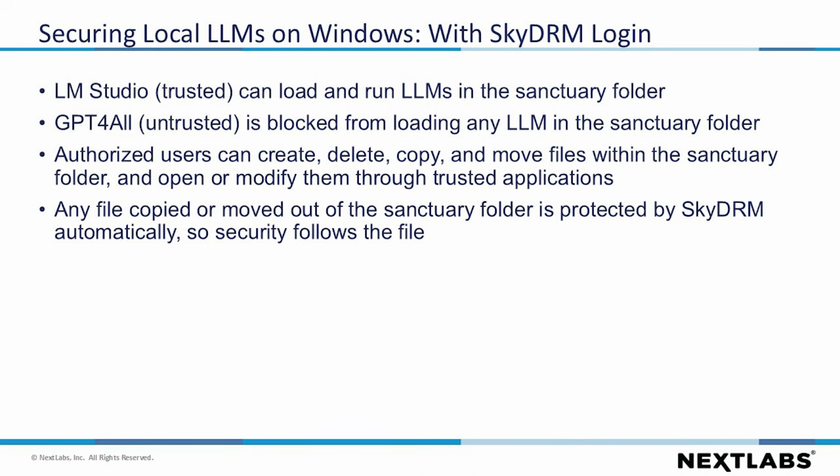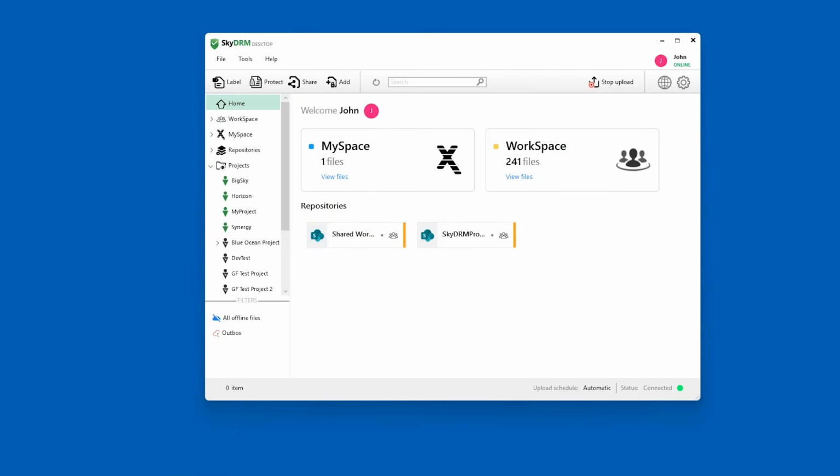Authorized users can create, delete, copy, and move files within the sanctuary folder, and open or modify them through trusted applications. And any file copied or moved out of the sanctuary folder is automatically protected by SkyDRM, so security follows the file. Now let's log into SkyDRM Desktop for Windows as an authorized user, John, and see how the experience changes for authorized users.